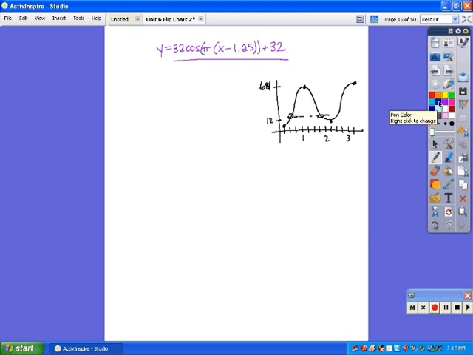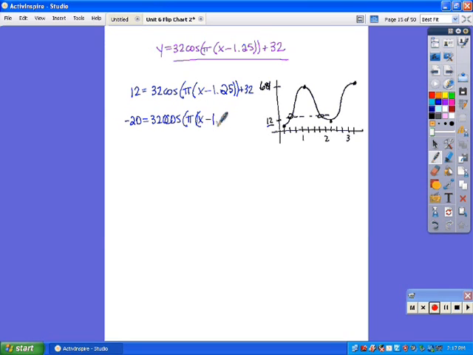So we're looking for the first and second time it reaches the height of 12 centimeters. So we're going to substitute 12 in for y. Now this is going to get a little tricky, so try to follow along. We have pi x minus 1.25 plus 32. So we subtract 32 from both sides, and that gives us negative 20 equals 32 cosine of pi x minus 1.25.